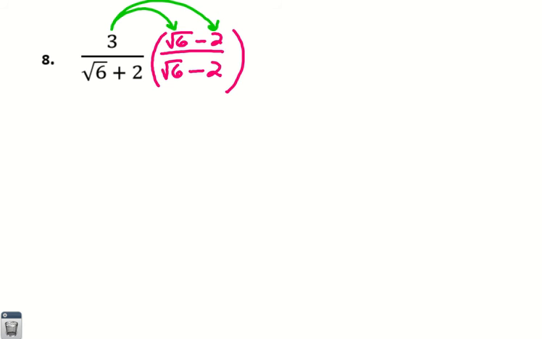On top, that's just going to be a very simple distributive property. And so 3 root 6 minus 6 is going to be on top. Okay?